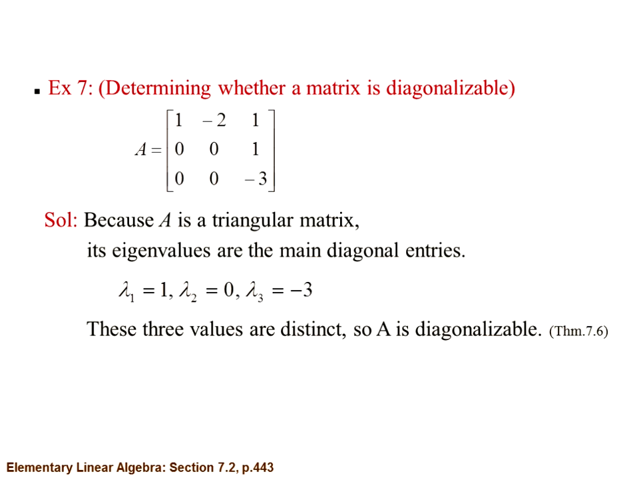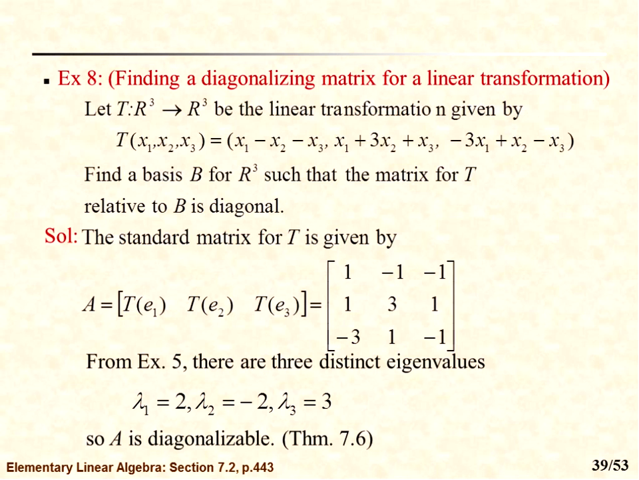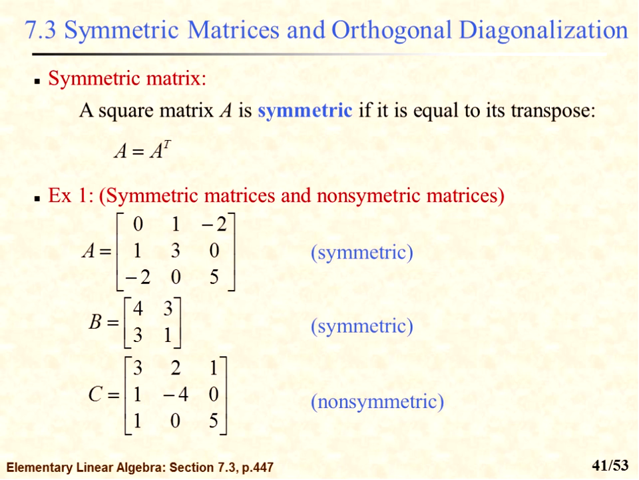Determine whether a matrix is diagonalizable or not. We see that A is a triangular matrix, an upper triangular matrix. So the eigenvalues are the entries on the main diagonal: lambda equal to 1, 0, and 3 are the eigenvalues directly. These three values are distinct, so A is diagonalizable by Theorem 7.6. Then find the diagonalizing matrix by a linear transformation. There is some other way, but there is no need.